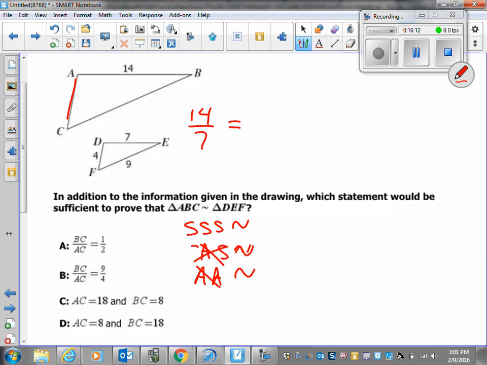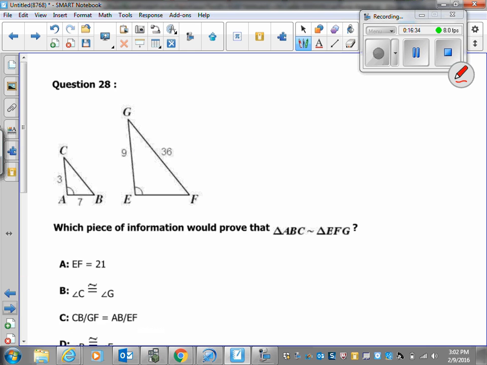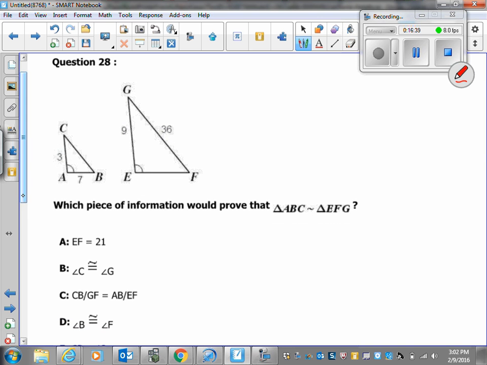All right, number 28. Which piece of information would prove that the two triangles are congruent? See, this one, they give you a side and an angle, right? So you've got a side, angle, side. So you need side, angle, side. So I'll solve for this side by doing 3 over 9 equals 7 over x. And you should be able to find it.